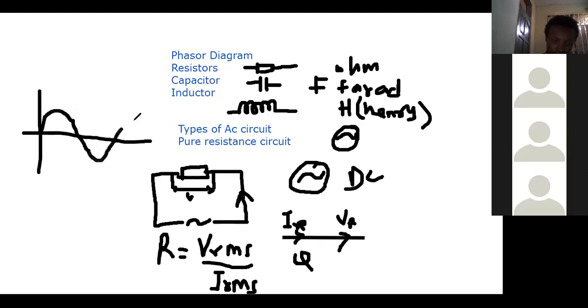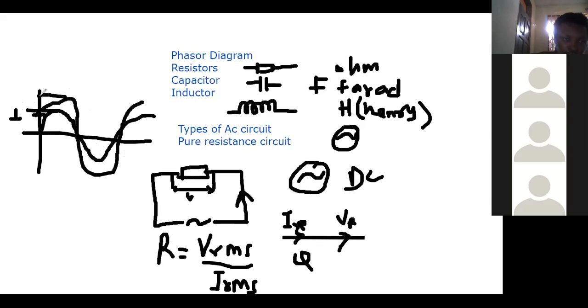Here's how the sinusoidal looks like. Now, for instance, if the first one is V, the peak of this is I, and this one is V. That means we are representing the reactions of the voltage and the current on just a single diagram, or just on a single graph. That is basically what we mean.